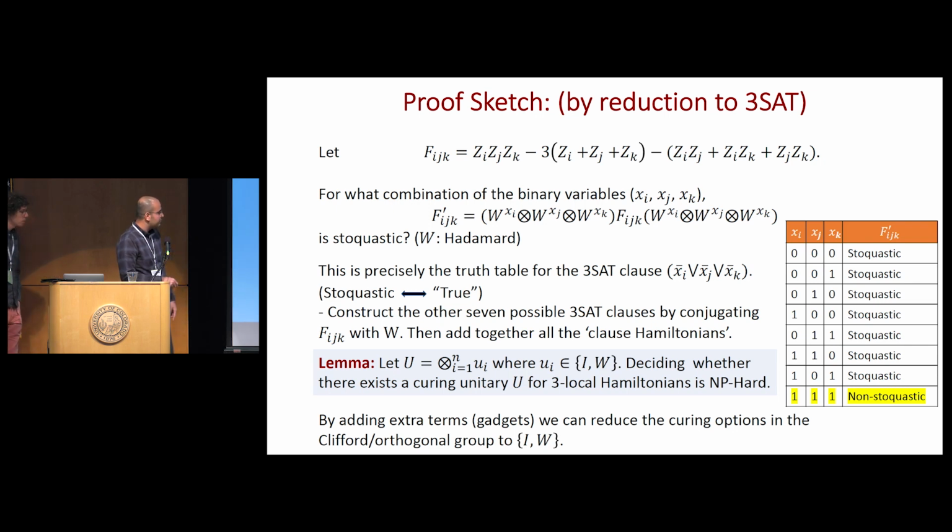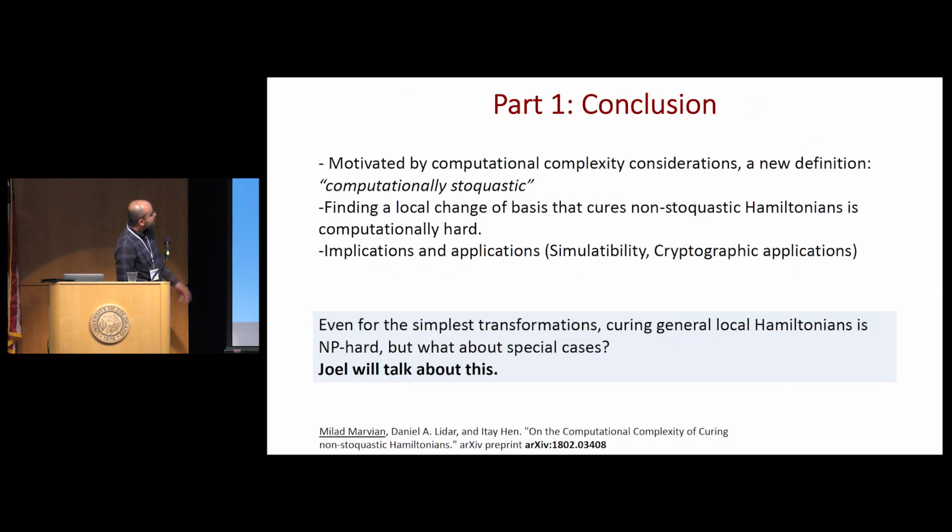But how do we go from these two theorems that I showed? You just add some extra terms, which I call gadgets, and you restrict your choices in these groups to the choice between identity and Hadamard. That's basically what I wanted to say: we saw that even the simplest transformations are already NP-hard, but what about special cases? And that's exactly what Joel will talk about.